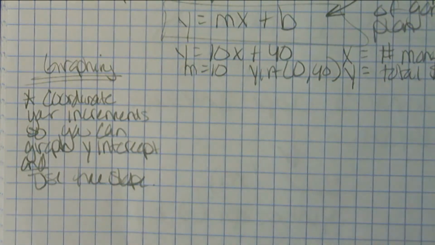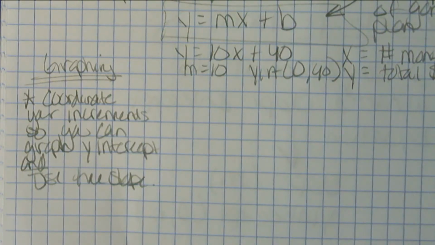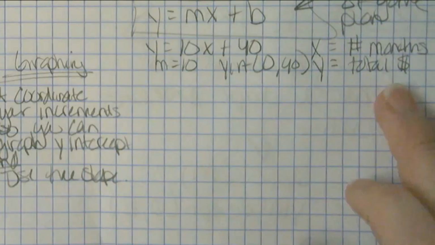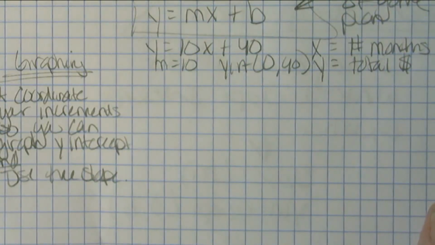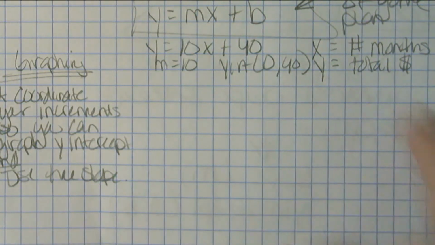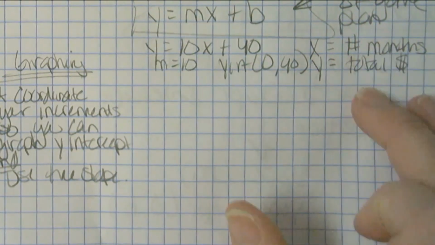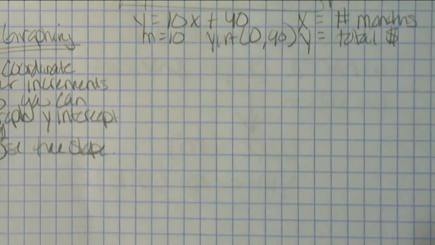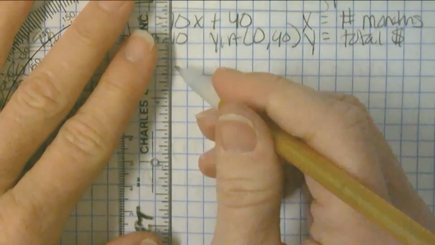All right, so you need to coordinate your increments so you can graph your y-intercept and use your slope. What is the only quadrant I need to graph here and why? Peter? The top right. Why the first quadrant? Yeah, I'm only going to have positive numbers. I'm only going to have positive months. I'm only going to have positive total cost. So I'm going to go ahead and start graphing this.